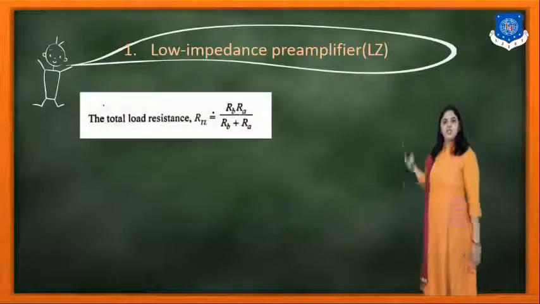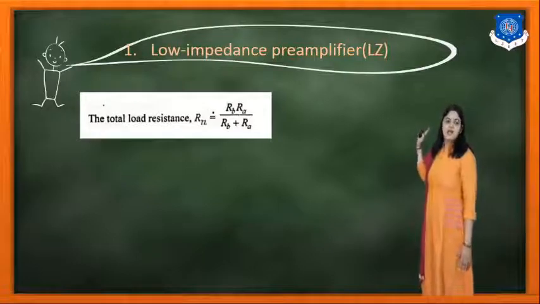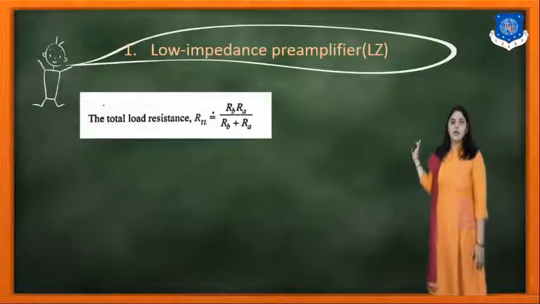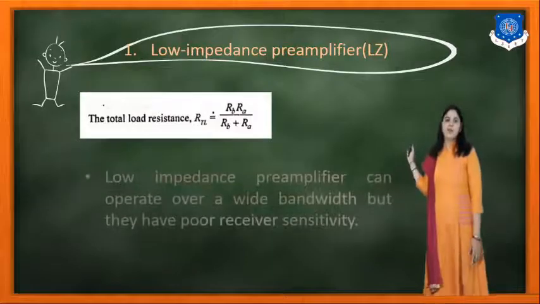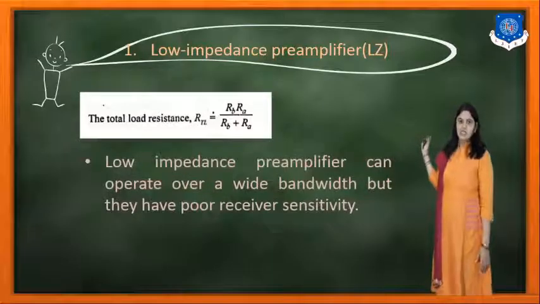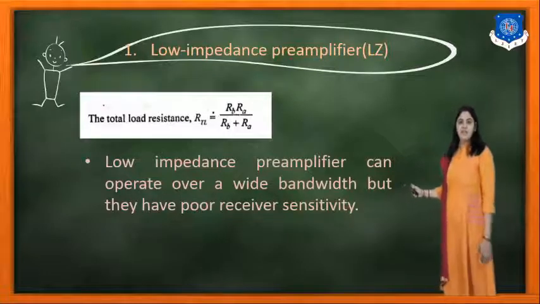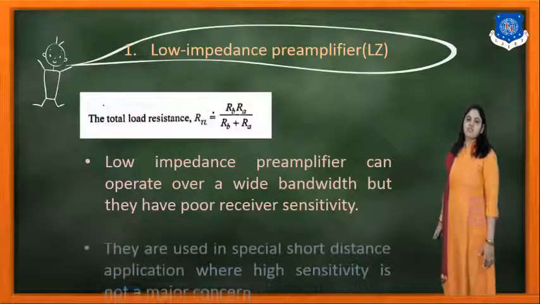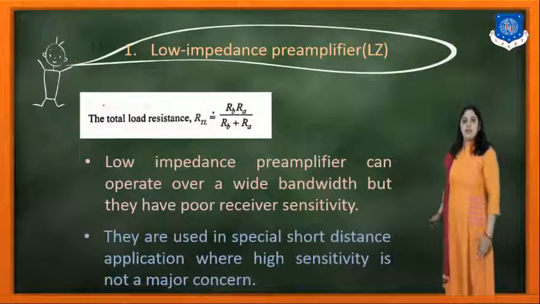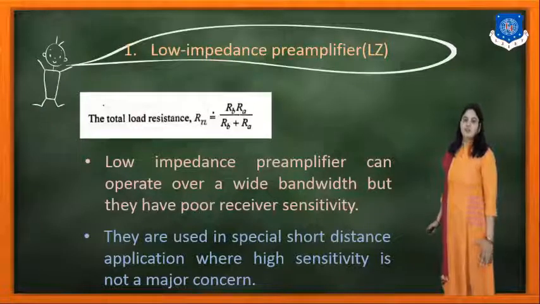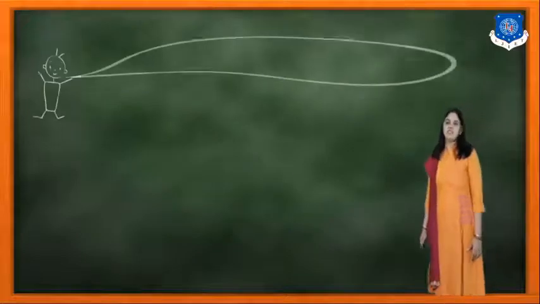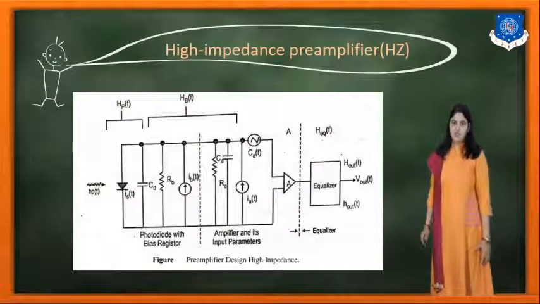The equation for the total load resistance is RTL equal to RB into RA upon RB plus RA. A low impedance preamplifier can operate over a wide bandwidth, but it has poor receiver sensitivity, and it is used in short distance applications where high sensitivity is not the major concern.